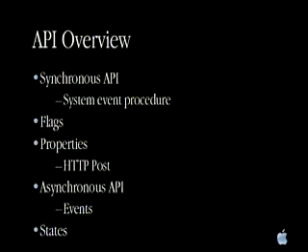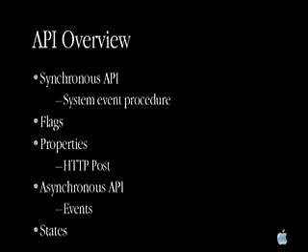So the next thing we're going to do is go over the APIs. There are synchronous APIs. They include a system event procedure that allows you to trap system events and react to those. There are various flags that you can specify to URL access, which will help modify its functionality. There are properties that can be set and interrogated in order to perform various operations like HTTP puts and posts or to get back information from an HTTP server.